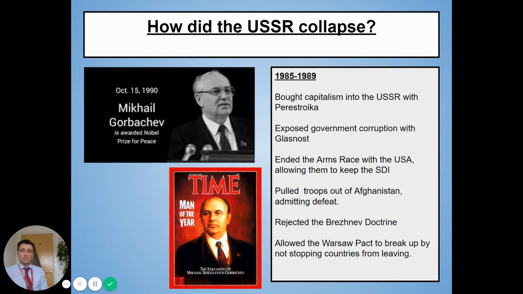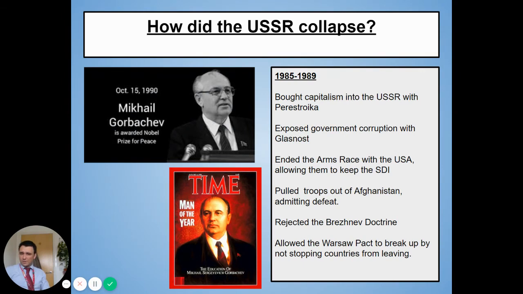Now, as you can imagine, to the West, there was something called Gorby Mania at the time. Gorbachev was seen as a hero, a Soviet Union leader who at last had common sense. And he got the Nobel Peace Prize, Time Magazine's Man of the Year. The West loved Gorbachev, and you can understand why. He'd done a lot for the West, certainly compared to other Soviet leaders.